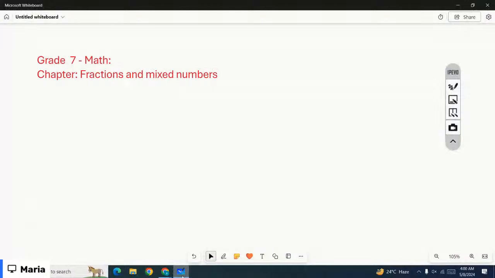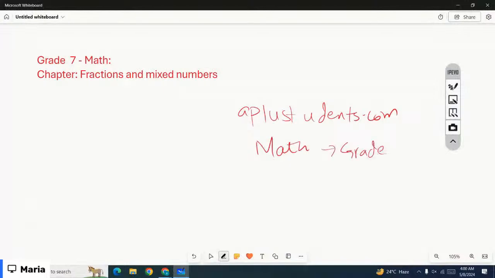You can find all the lessons on aplusstudents.com. You have to log in there using your email address, and the password is provided by the administrator. Then you have to select math from the subject tab, scroll down to grade 7 and then click on view all lessons. So there you can find a list of the chapters.